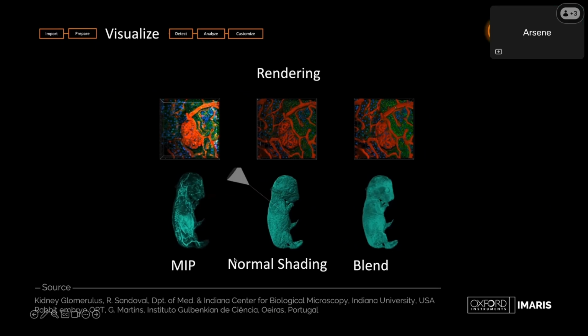And furthermore, if you want to present the surface details of this mouse embryo, in the middle, we have this normal shading mode, which introduces a pseudo light source. So when the light source shines on the surface of the 3D object, you can see the details of the surface. And we can use this mode in either a snapshot or to create an animation.